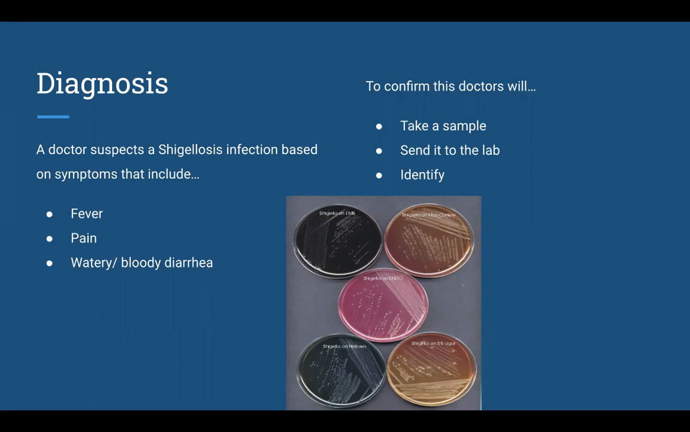The two tests done to test for shigellosis are the stool culture test and the antigen testing for Shiga toxin. The media used to culture this microbe include EMB plates, MacConkey plates, endo agar, SS agar, and Hektoen agar.